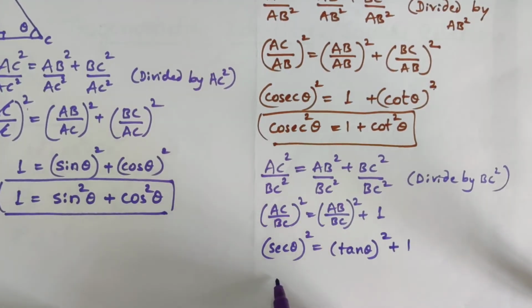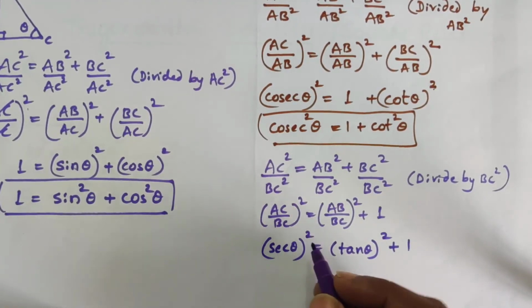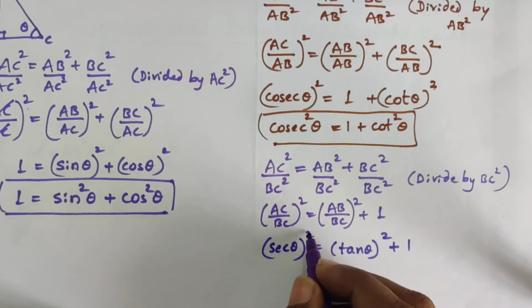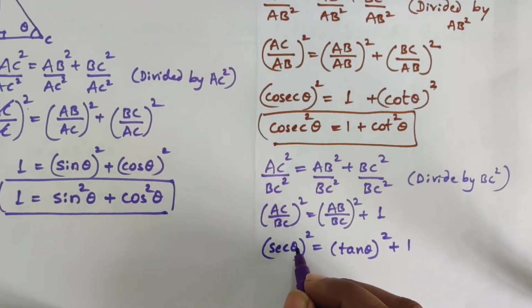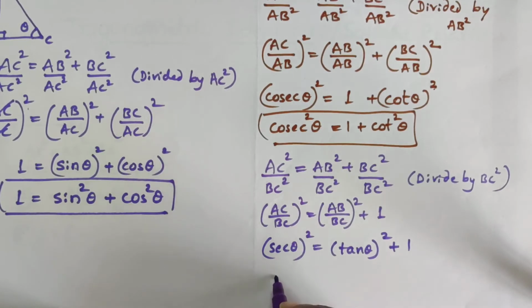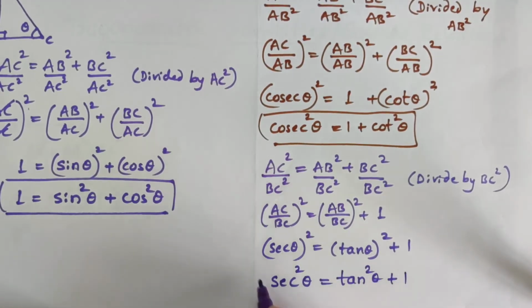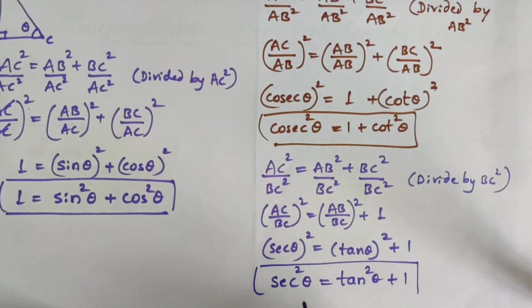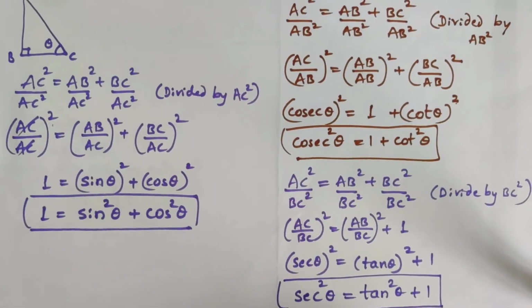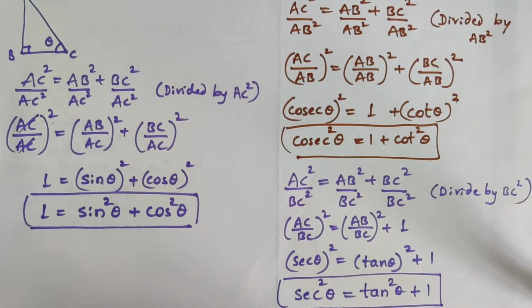The same thing if you rewrite sec square theta, that means, see, the square is for the ratio, not for the angle theta. Therefore when we square it, we have to square the ratio. Theta should be separate like this. Here also tan square theta plus 1. So this is your third square relation. So these are the three square relations, very important for you.